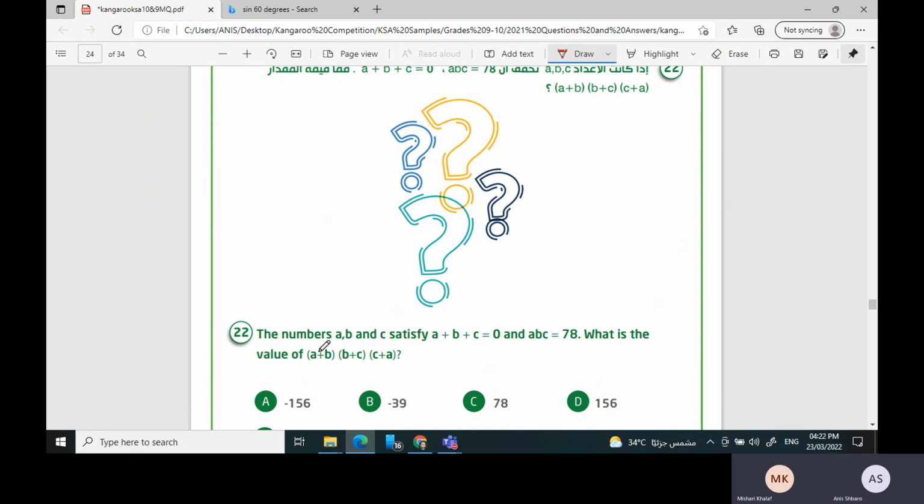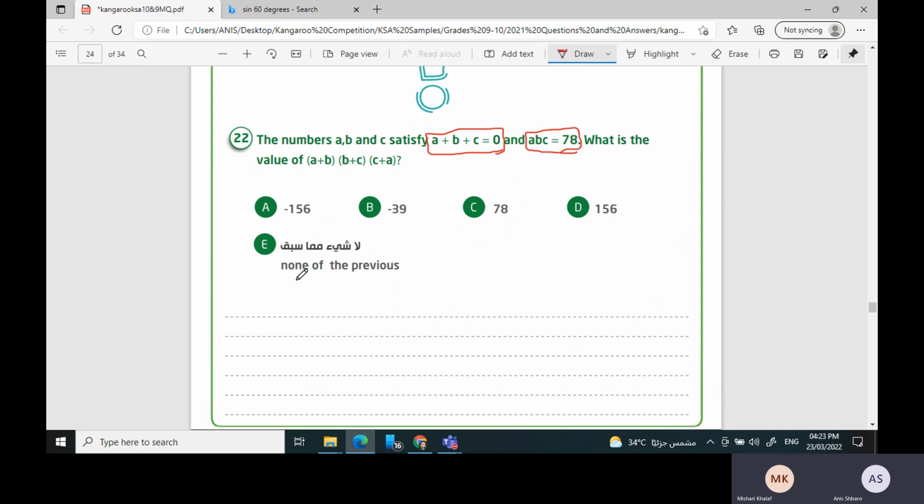Now, as you can see, the numbers A, B, and C satisfy A plus B plus C equals 0, and ABC equals 78. What is the value of A plus B, multiplied by B plus C, multiplied by C plus A? It's an easy one, but maybe you need time to figure it out. Numbers A, B, C, it's fine.